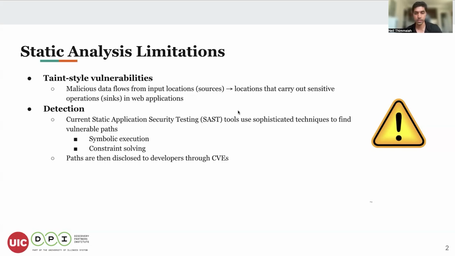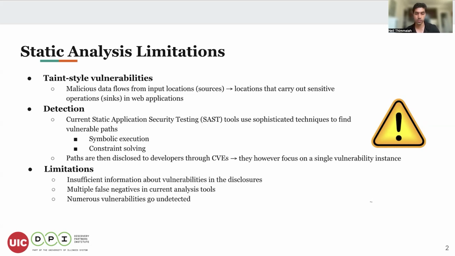The most common of them being SAST or static application security testing tools, which use methods like symbolic execution and constraint solving to detect the vulnerabilities, which are then disclosed to developers and also reported as CVEs. However, what we found is that most of the CVEs that have been reported often focus on just a single instance of this vulnerability that has been detected. And because of this, there are numerous limitations that these tools have, such that they report CVEs that don't have enough information or do not detect all possible cases of the vulnerabilities.